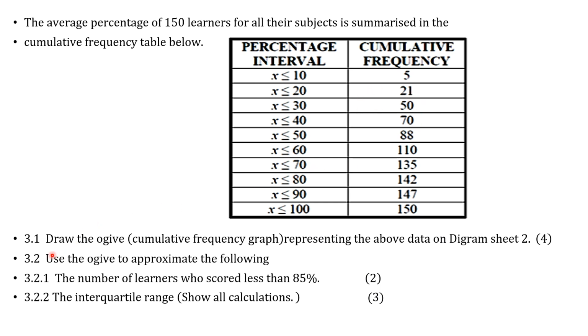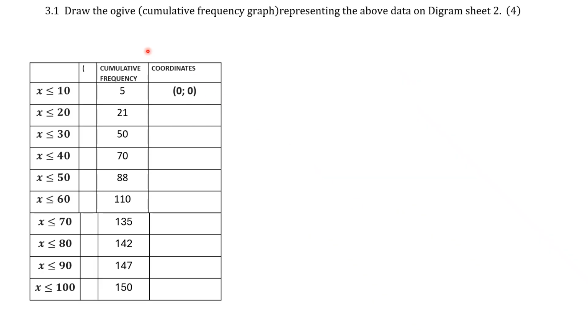Right? So 3.1, draw the Ogive cumulative frequency graph representing the above data on diagram sheet 2 for 4 marks. 3.2, use the Ogive to approximate the following: the number of learners who scored less than 85%, and then the interquartile range. They say show all calculations for 3 marks, right? So from the table, draw the Ogive.